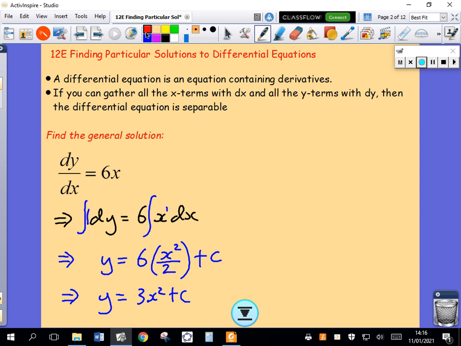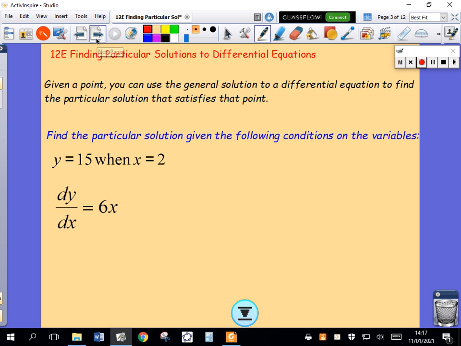So it's a general solution, and it's a general solution because it contains the constant of integration. There are infinitely many possible values for c here that would make this true. What's new in this class, what we're going to develop, is finding a particular solution.